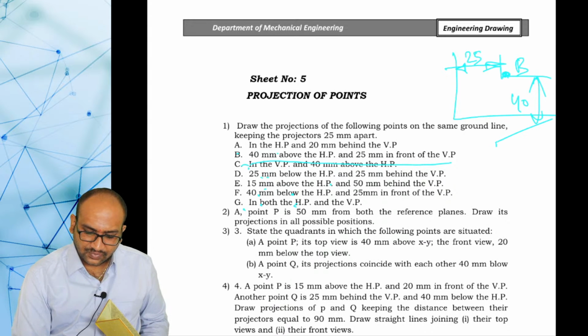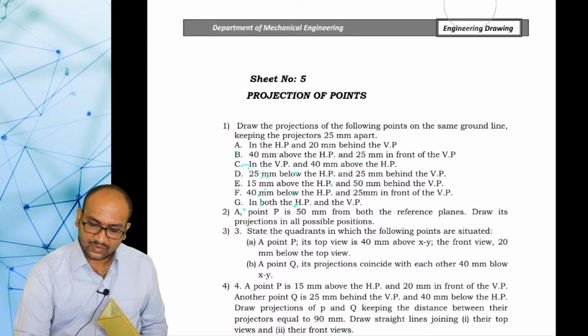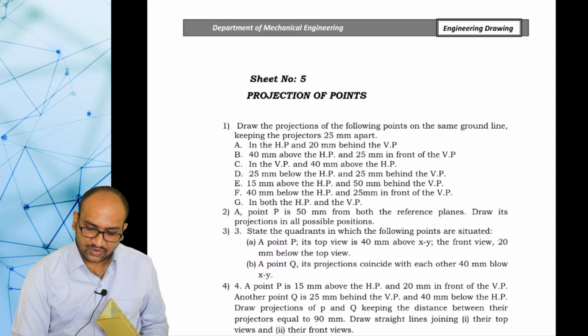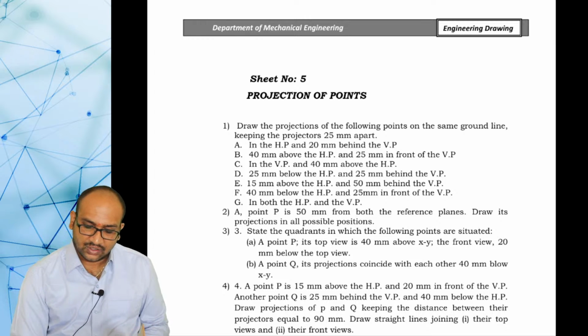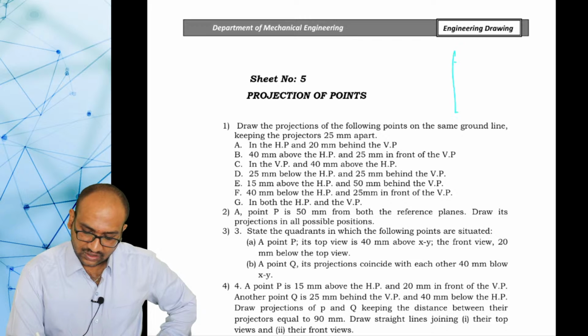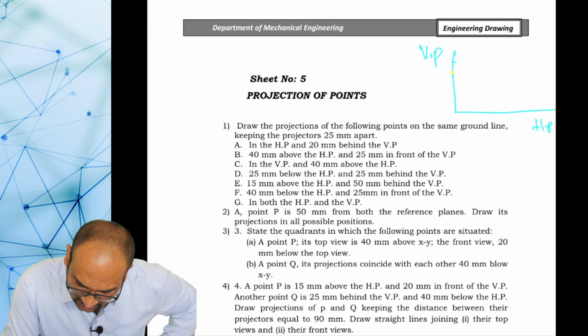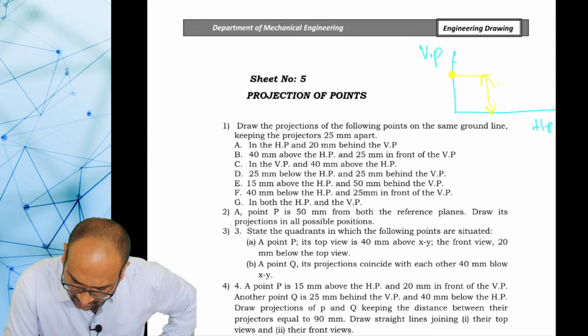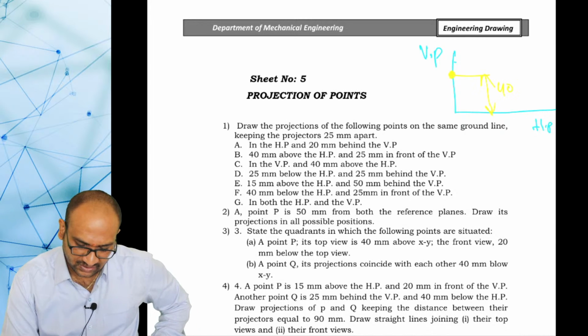Next one, point C is in the VP and 40 mm above HP. Point C is either in the first quadrant or the second quadrant. We can assume this point C is in the first or second quadrant. So first I am drawing the quadrant. This is the horizontal plane and this is the vertical plane. Point C is in the VP and 40 mm above HP. This is point C.